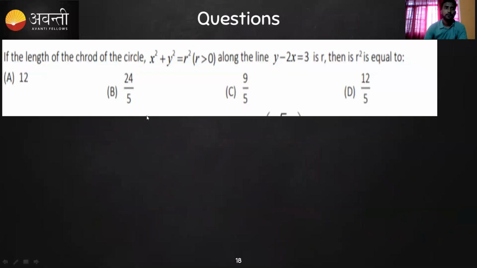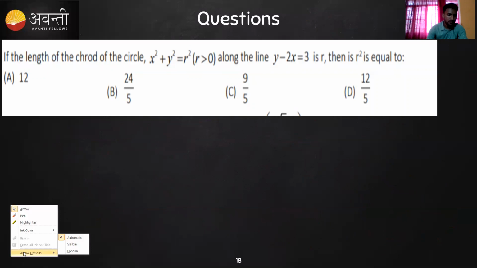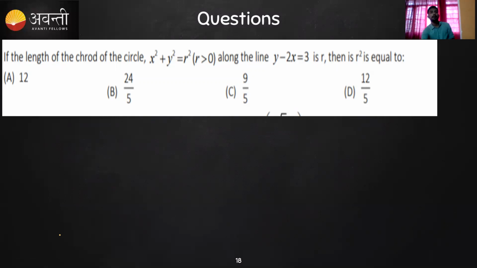Okay, guys. So now moving to the next question, guys. So what is this question saying? This question is saying that we have to find the length of the chord. Okay. So we have already given, if the length of the chord of the circle along the line is r, then r square will be what? Okay.